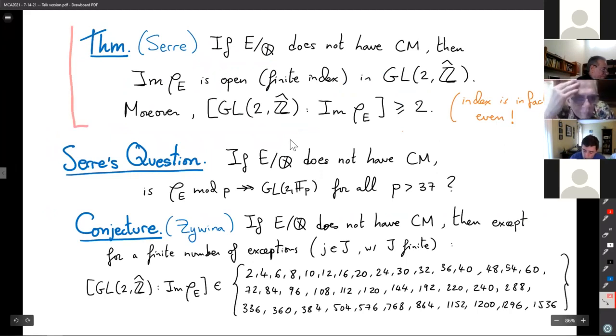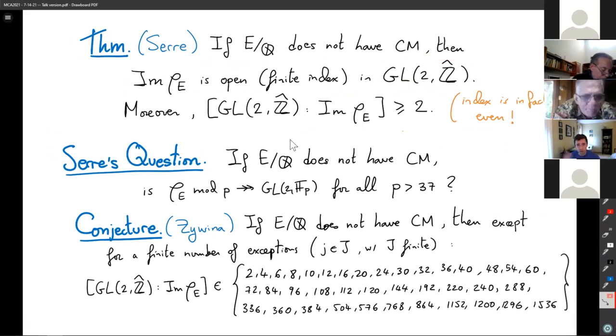Serre, in his famous paper on the open image theorem, proved that if E does not have complex multiplication, then the image of the adelic representation is open, of finite index in GL2(Z hat). So it's some very large subgroup of GL2(Z hat). And moreover, over Q, he showed that the index is always at least 2. So you never get all of GL2(Z hat). That's not an allowed image.